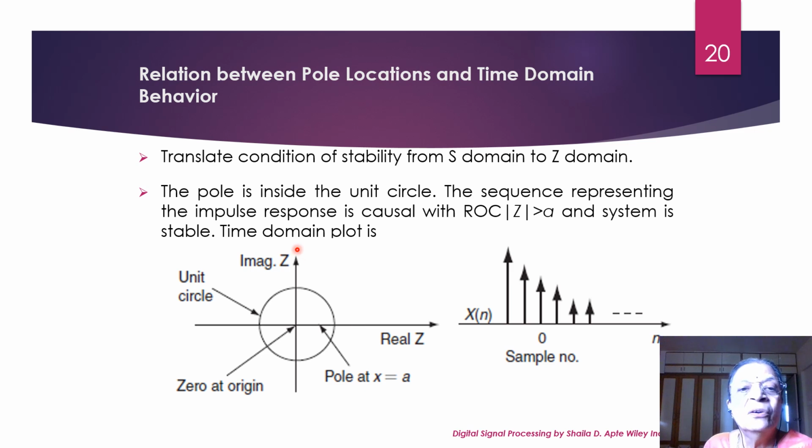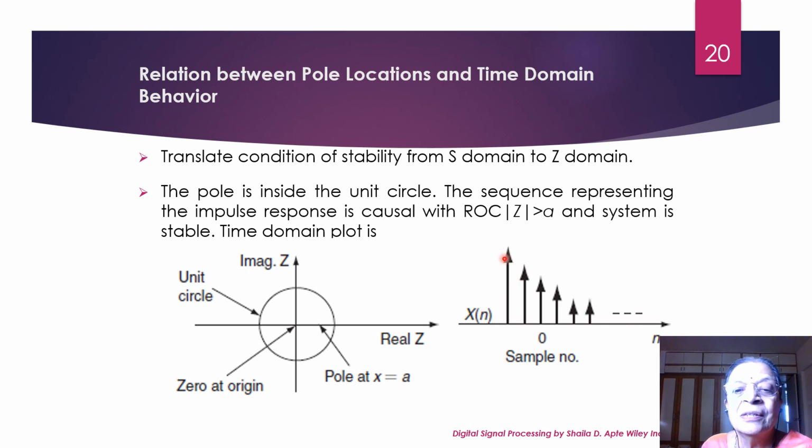Okay. Now, we are considering this Z domain, and in this Z domain we have real Z and imaginary Z as plotted, and this is a unit circle. Now, the corresponding Z transform has a pole at a. Let us say that it is having the pole at a. Now, in this case, how will the system behavior be?